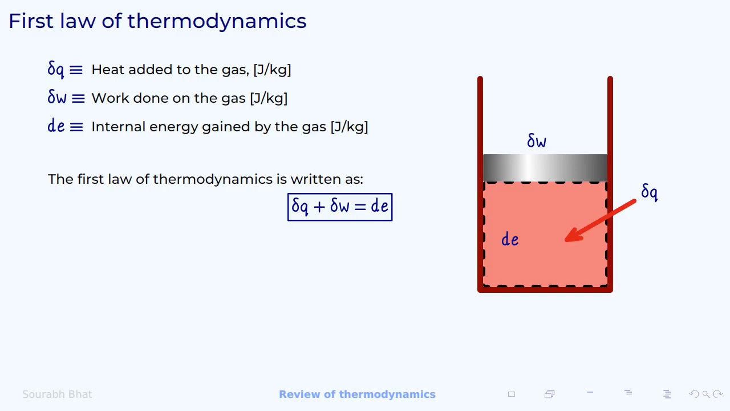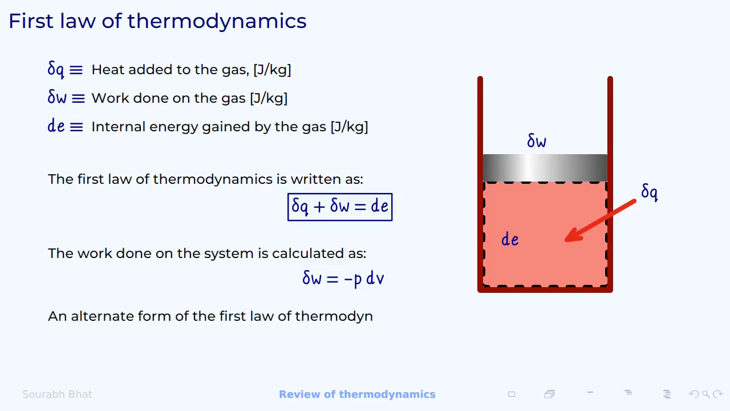The work done on the system is calculated as force times displacement, which gives delta W is equal to minus PdV. Substituting this in the above equation, the amount of heat added can be calculated using state variables as delta Q is equal to dE plus PdV. The two equations in the boxes are mathematical descriptions of the first law of thermodynamics.